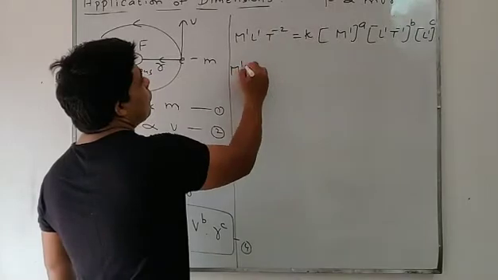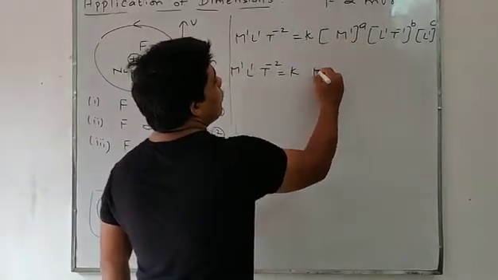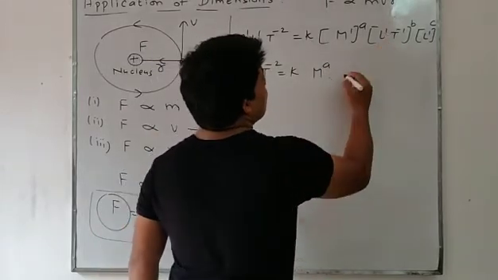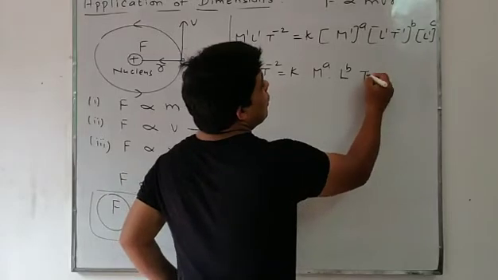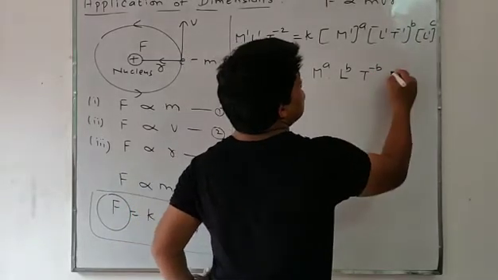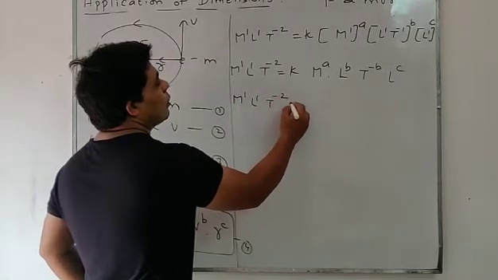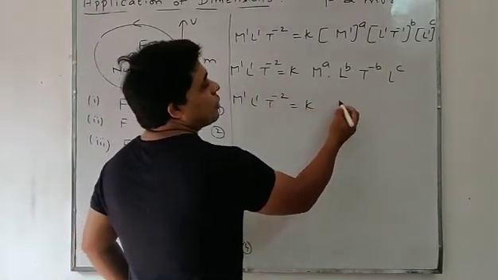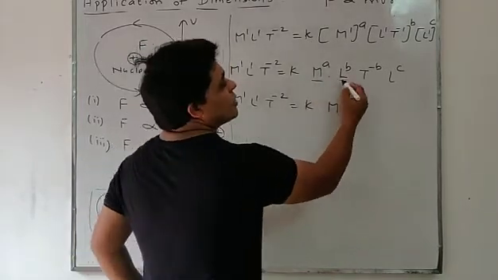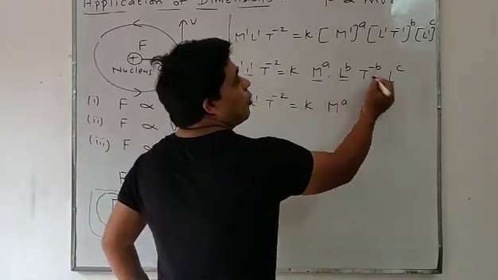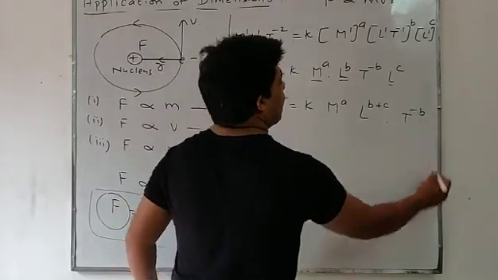Now solve this. M1 L1 T minus 2, K as it is. 1 into A, M power A. 1 into B, L power B. Minus 1 into B, T power minus B. 1 into C, L power C. When M power A as it is, when the base is the same, the powers will add. So L power B, L power C, L power B plus C, and T power minus B.